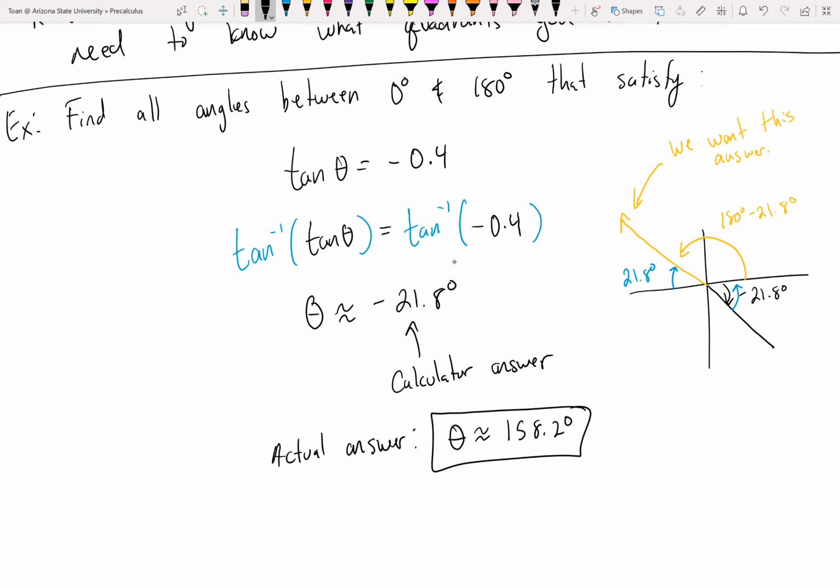So that's all I mean by you have to be smarter than a calculator. Don't just be a robot pressing buttons and then accepting the first thing it shows you. You have to take a moment to pause and think, does my answer make sense? Does my answer fit in the quadrant that I want it to fit in? If the answer is yes, you go ahead and accept it. If the answer is no, you're going to have to move your answer to the appropriate quadrant by dealing with reference angles.